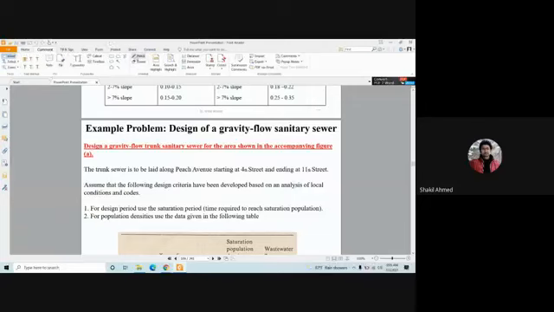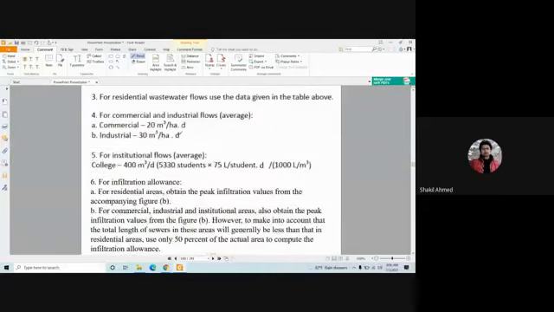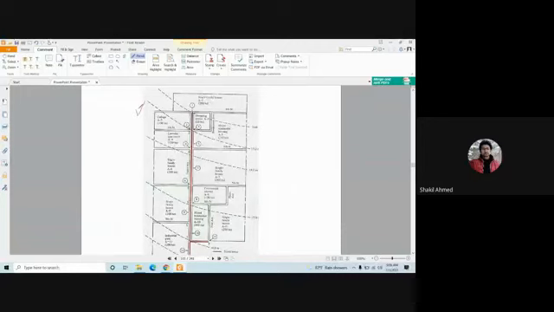So, today we'll start this example problem. The example problem is based on the design of a gravity flow sanitary sewer. Here you have been given this map. Can you see this, guys? Yes, sir. I already discussed that there are different types of land usages like single family, college, shopping center, industrial park, etc. You have the road network and you have the control lines.